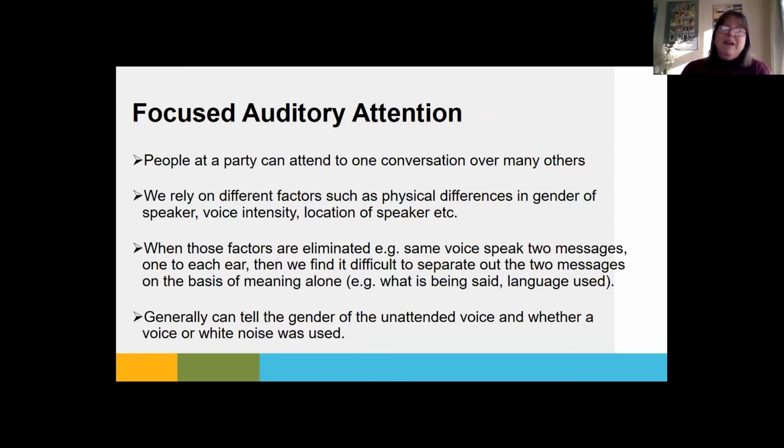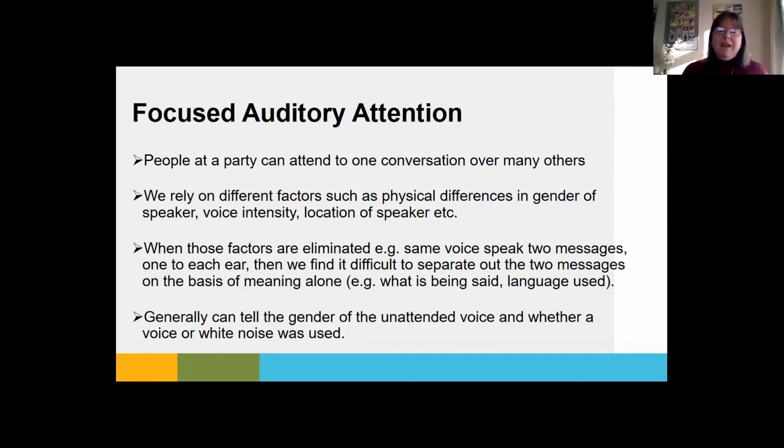So what we tend to do is we tend to rely on things that are easy to tell the difference between. So the intensity of someone's voice, the location, where the voice is coming from, the content of what somebody is talking about. So for example, our name. But again, we've developed experiments where we can eliminate those differences.